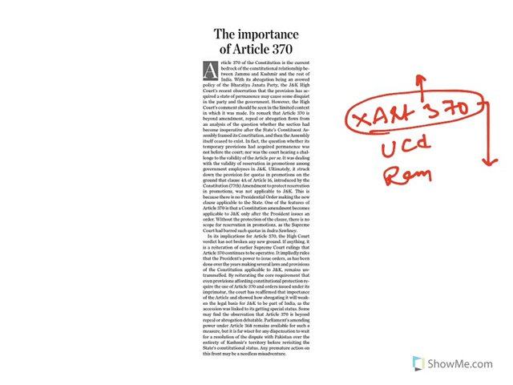Before 1954, if you observe, India had power in Kashmir only on three issues: defense, telecommunications, and the third, external affairs. Now almost the entire union list can be implemented in Jammu and Kashmir. Most of the constitutional provisions are applicable in Jammu and Kashmir.